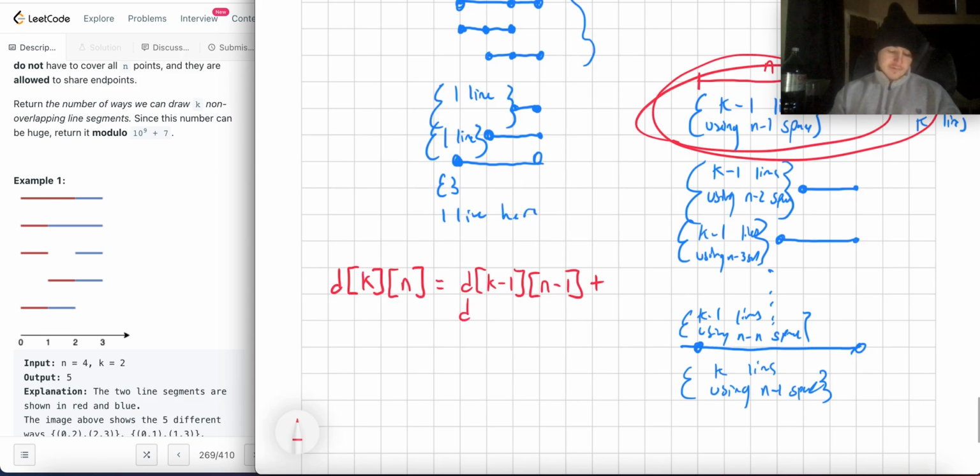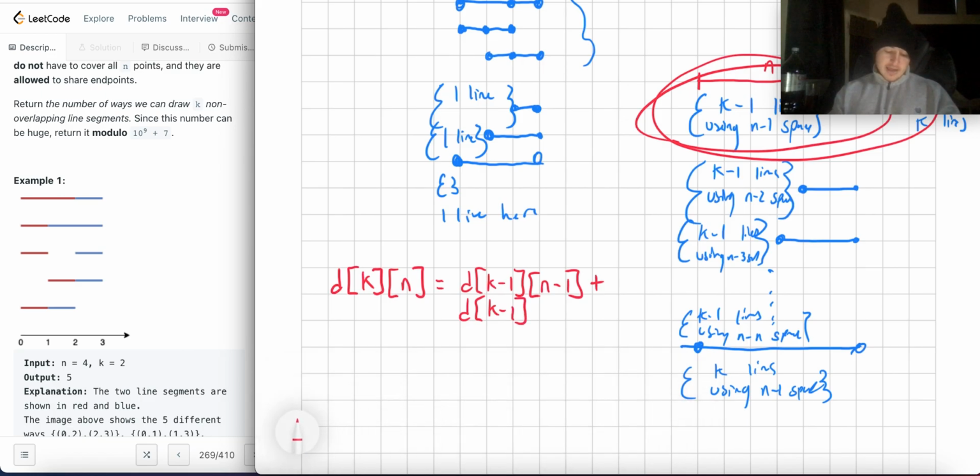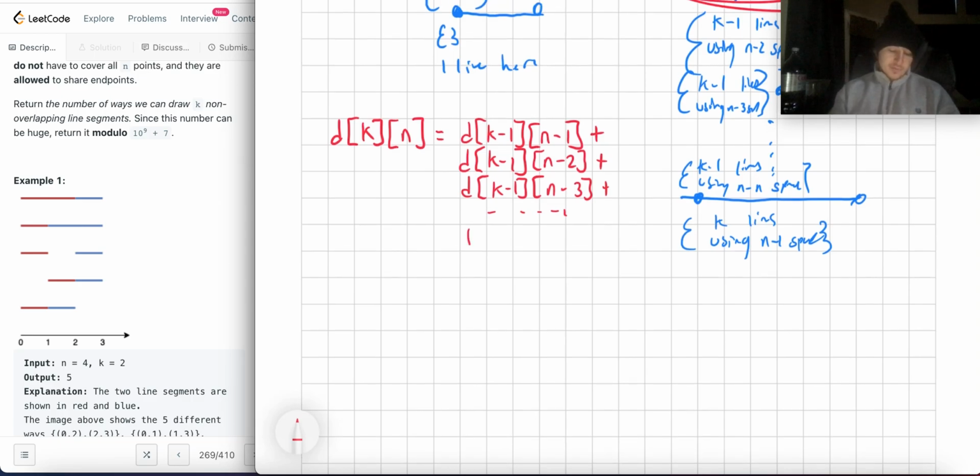Plus, well, I could use a line of length 2, and I get n minus 2 space left. Sorry guys, I messed up here. No matter what, I'm using only one line, and I could use a line that has length 2. I'm using one line, and that line has length 3. Dot, dot, dot, all the way up to what? Well, I can't use a line that exceeds the space that I have. So the maximum line I could use in this example would be of length n. Right, so these are the lengths of all the lines I can use.